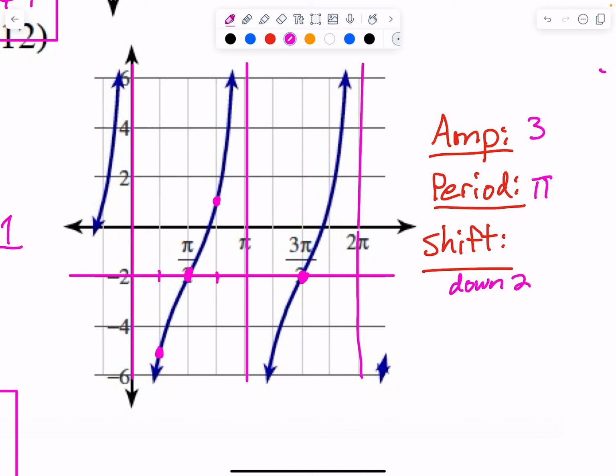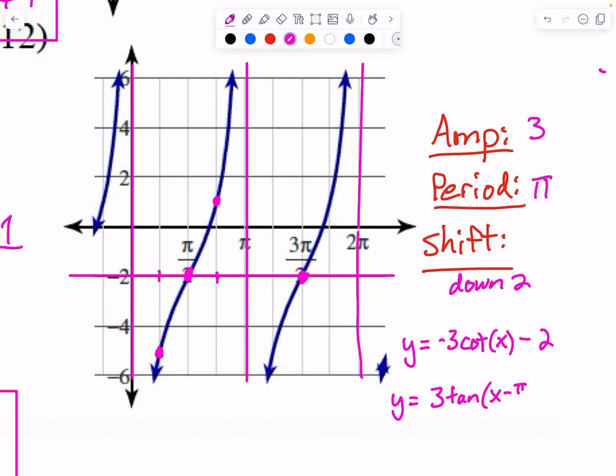We also have a vertical reflection because cotangent typically looks like that, so I need to flip it over. So when I write my answer, I get y equals negative cotangent. I need to put a 3 out front for the stretching factor or amplitude. Negative 3 cotangent x, and then we're going to move minus 2. I could also have done tangent. I could have done 3 tangent, but I would have had to shift it over pi over 2, and then minus 2 down. Either one of those is a correct answer. Just depends on how you want to look at it.